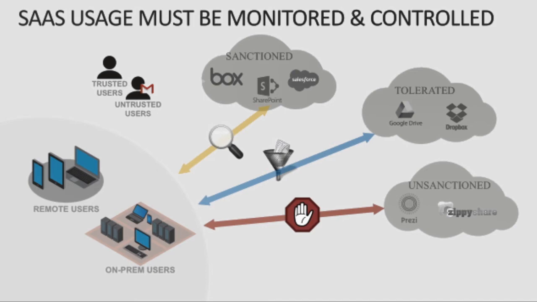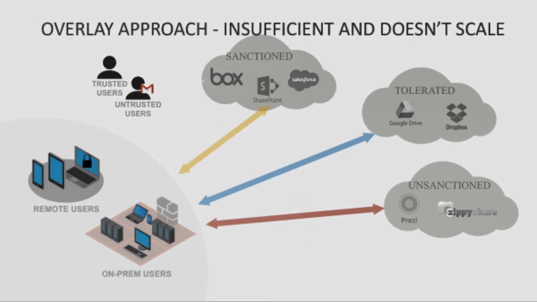You want to block the unsanctioned apps, which are really risky apps. You want to carefully allow the apps which are being used by your partners and by certain groups within your organization. And then, of course, you want to allow sanctioned apps, but keep an eye on what's going on over there. So what does the industry do to solve this?